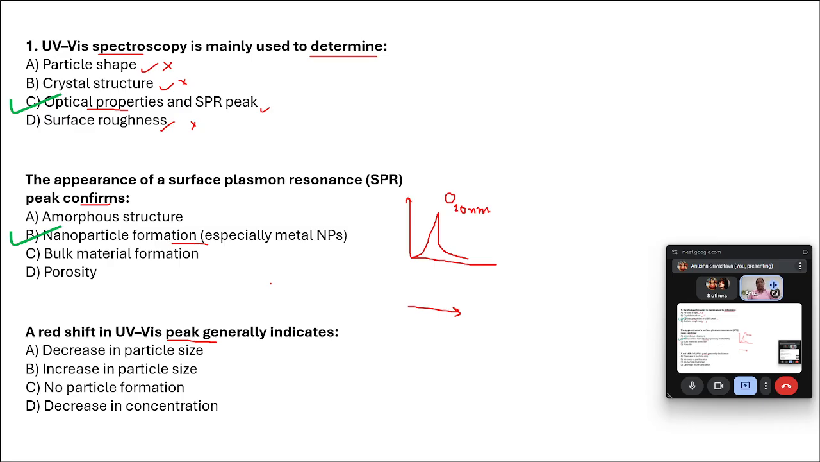So okay, let's discuss. The correct option would be increase in particle size only, because whenever there is some sort of aggregation, or because of aggregation there is increase in particle size, there'll always be a redshift. We'll always observe a redshift. We have also seen it in the initial slide where we were discussing the theory of how the UV-Vis spectrophotometer functions in principle.